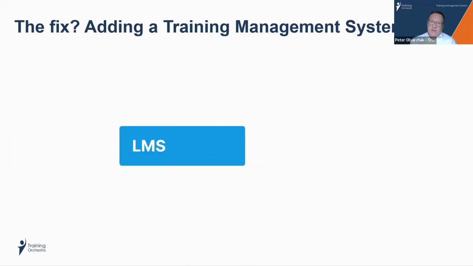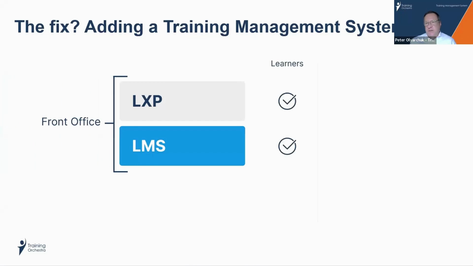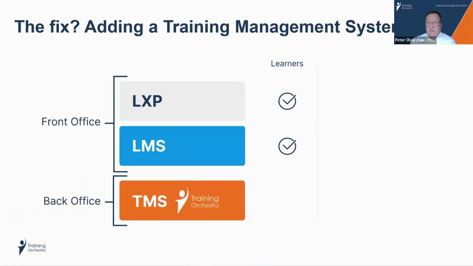Well, most organizations have their LMS, right? They might put an LXP on top of that to manage the learner experience, to enhance the learner experience, but that's really the front office. That's for your learners. That's where they're going to go to find their training, consume their e-learning content, register for their instructor-led events, right? But then you've got the back office piece, the TMS. Okay, the learner doesn't know the TMS exists. That's behind the scenes. And that's all about managing your training operations and your trainers. So this is the fix for that spreadsheet problem.